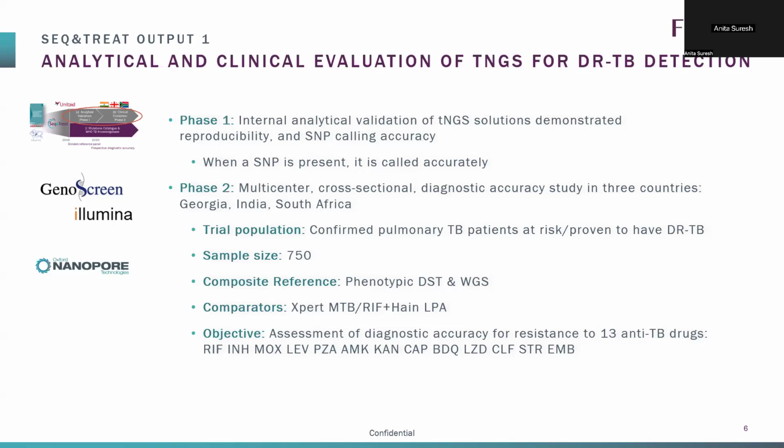That we could then start the multi-center diagnostic accuracy study in Georgia, India, and South Africa. This was on a trial population of confirmed pulmonary TB patients at risk or proven to have DRTB. We did over 750 participants across these 3 countries. And the reference was really a composite reference of phenotypic DST.